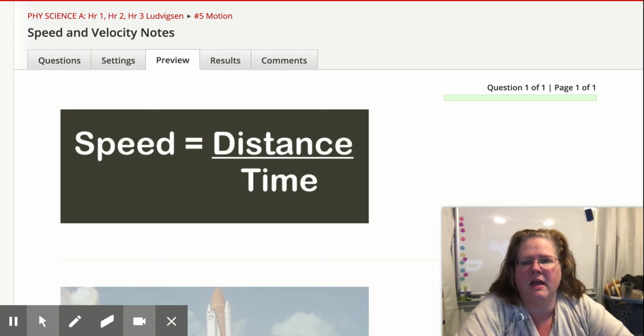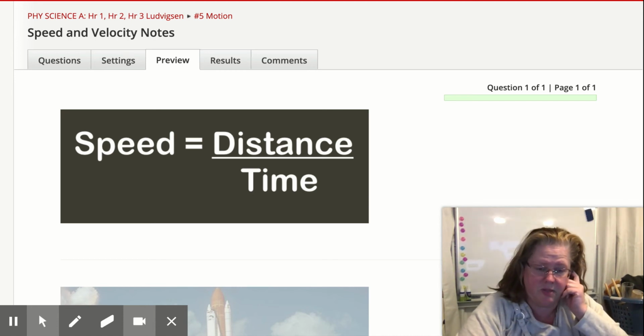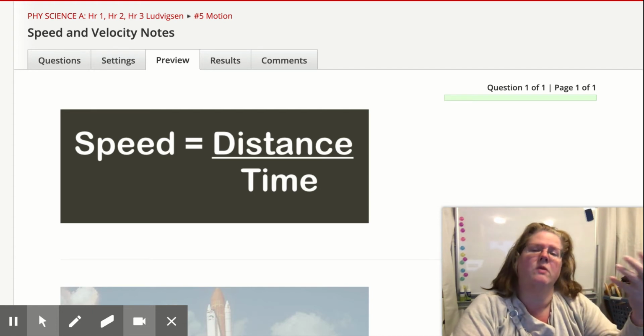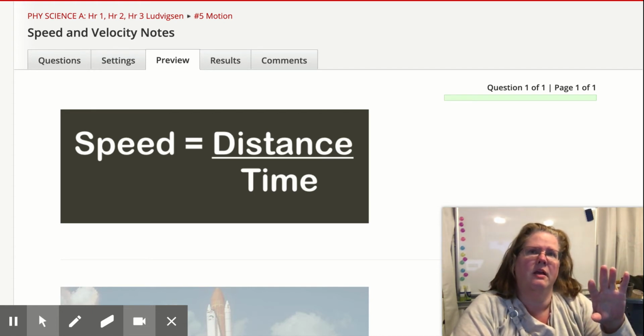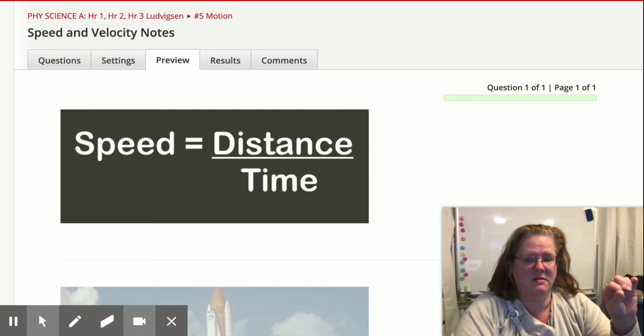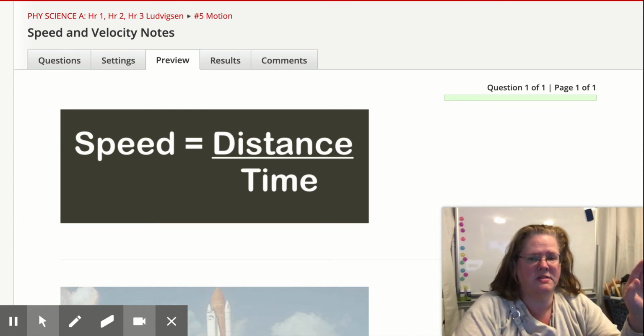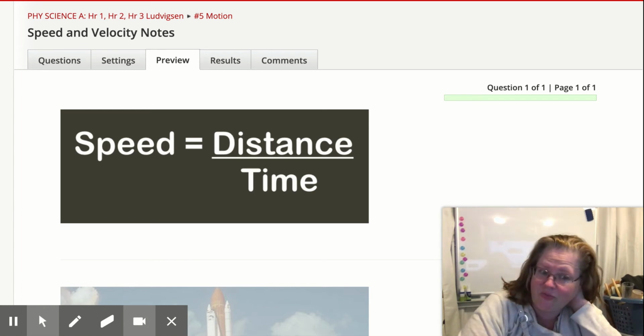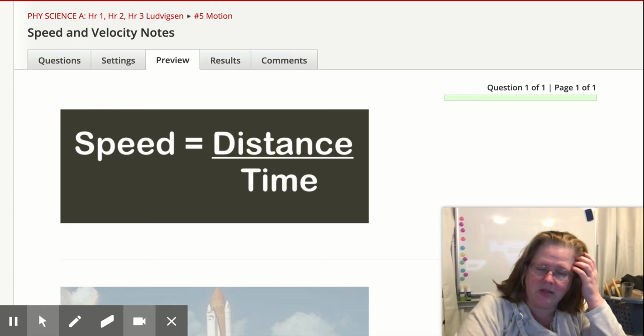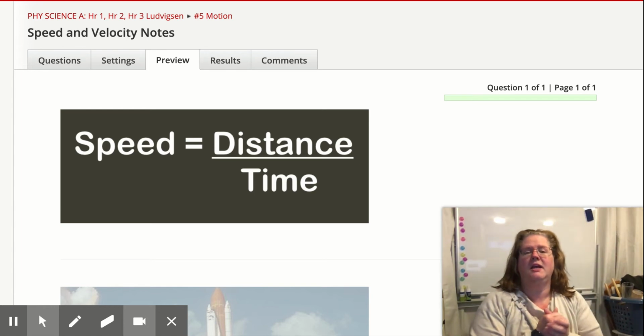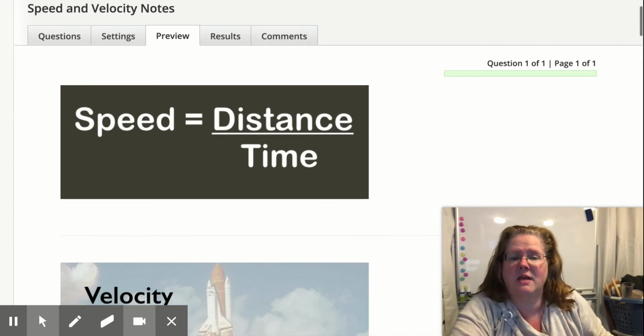All right, let's take a look at speed versus velocity and what they both mean. So we know an object is in motion if we check its frame of reference to something else. If we can see that it's moving in comparison to something else, we know it's in motion. But now we need to find out how fast it is going. So we're going to be able to calculate speed. And speed is distance divided by time.